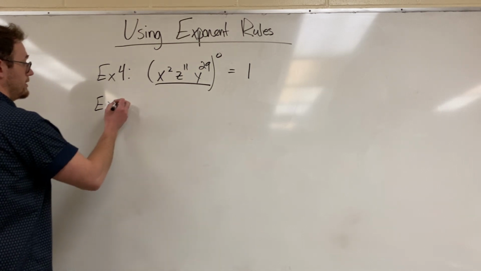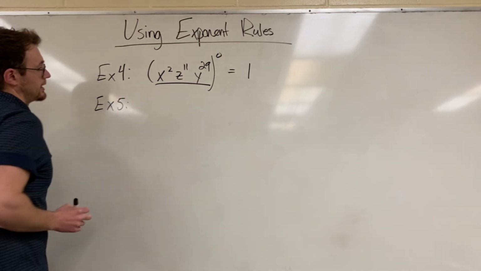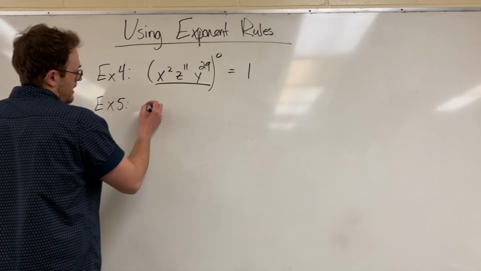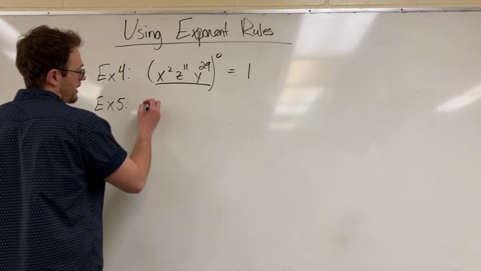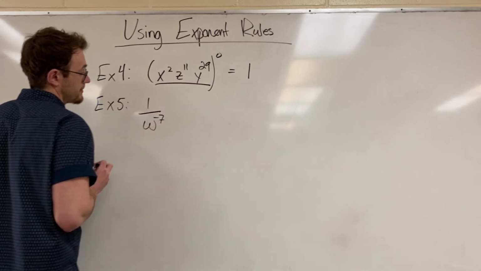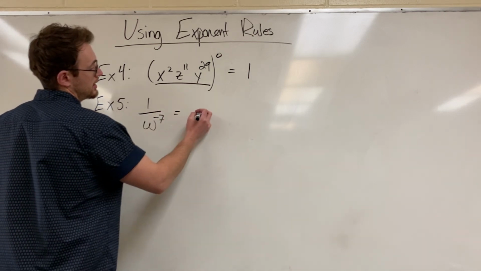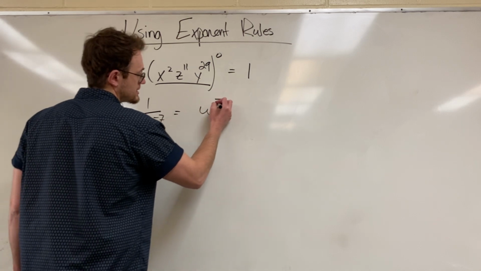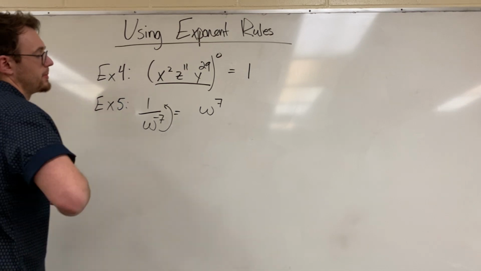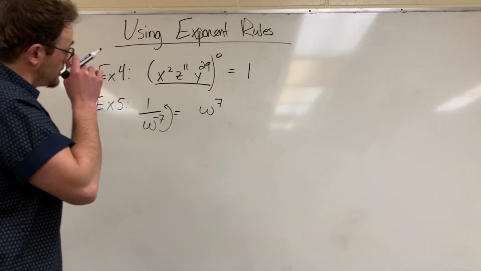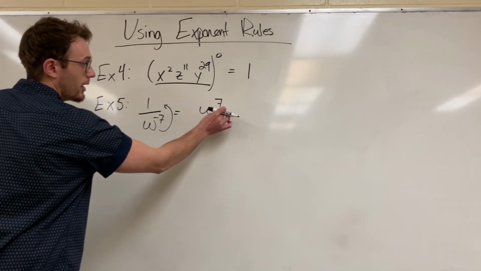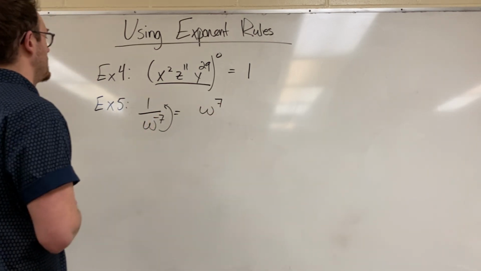All right, example 5. Now we got to do a negative exponent. So let's say I have 1 over w to the negative 7. All right, that equals w to the positive 7, because I flipped it. Did the reciprocal. It was already positive, but I made the power, the exponent, positive.